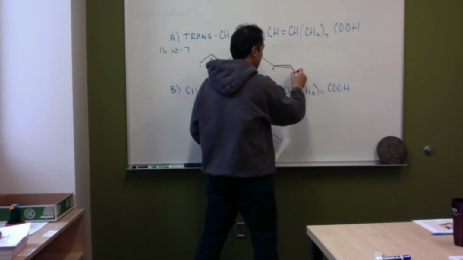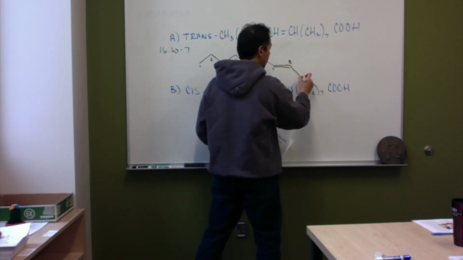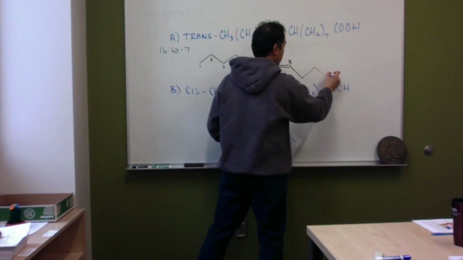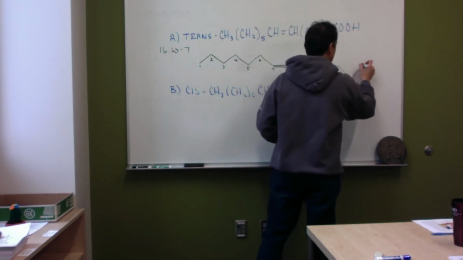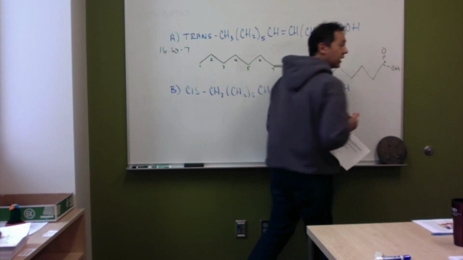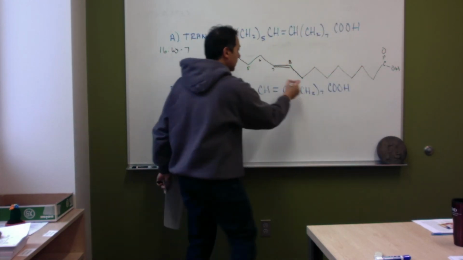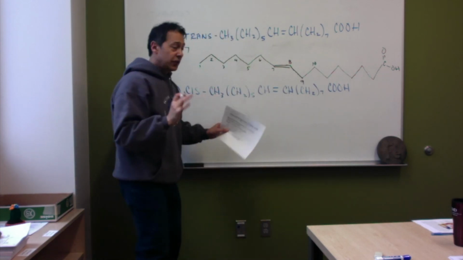And so here I have carbon number 8, 9, 10, 11, 12, 13, 14, 15, 16, like this. Okay, so 8, 9, 10, and so on. Now, this is my structure.